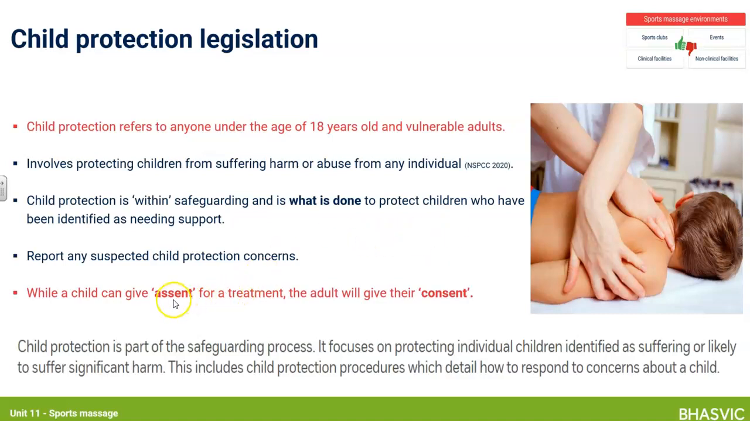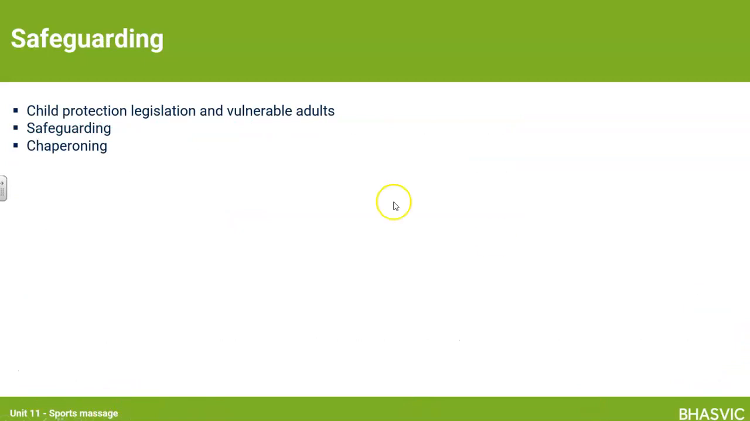A child can give assent for treatment. That means they can say, yeah, that's fine, but the adult will also need to give their consent. It's not enough for the child to say, yep, it's fine by me. It's got to have an appropriate adult's consent as well. So child protection is a subsection of safeguarding. There we are. So the subtopics on safeguarding are child protection, legislation and vulnerable adults, safeguarding, chaperoning.